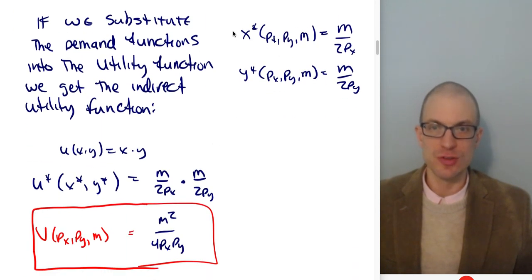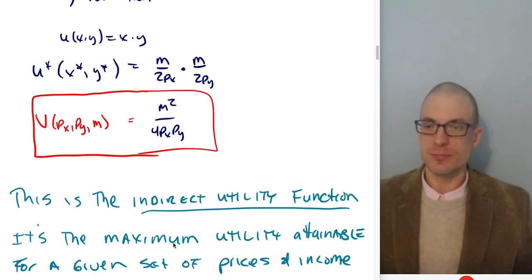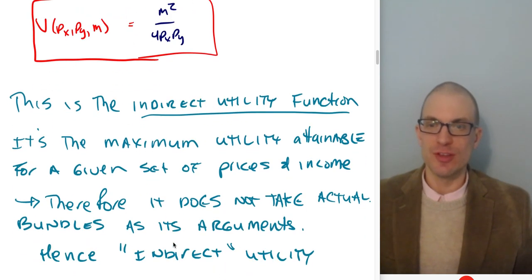So here were our solutions, and I'm going to evaluate my utility function at the optimals. So here I've done that. So my value function is going to be m squared over 4pxpy. This is our indirect utility function.